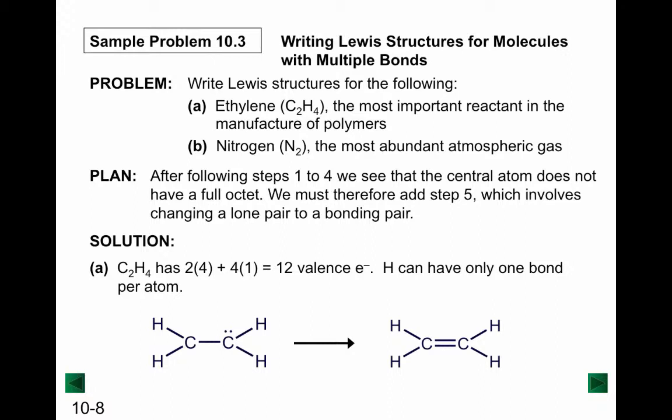Let's start with ethylene. To write the Lewis structure for ethylene, we are going to follow the 4 basic steps for writing Lewis structures.